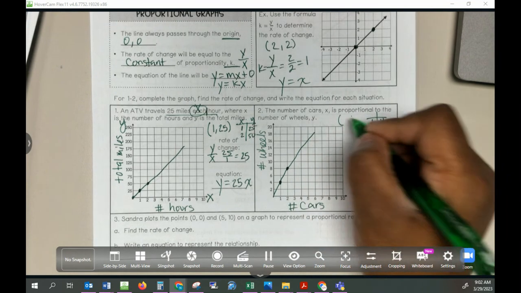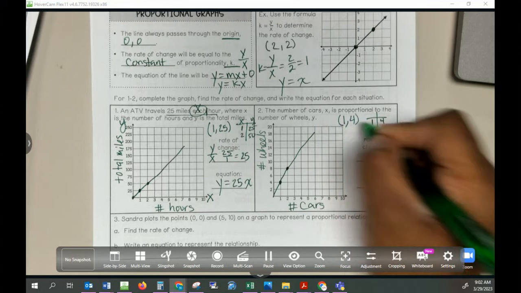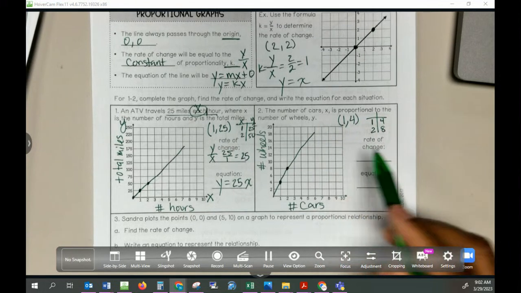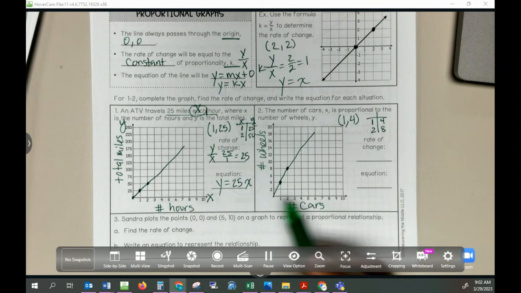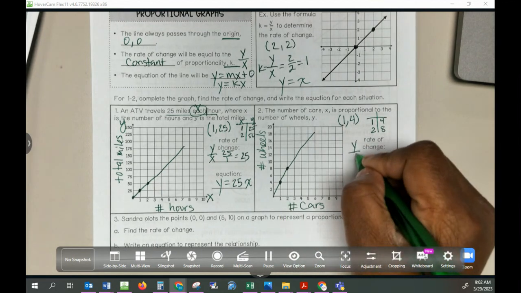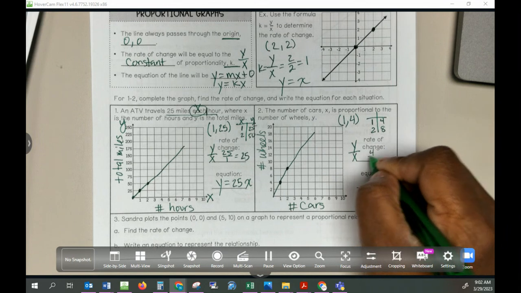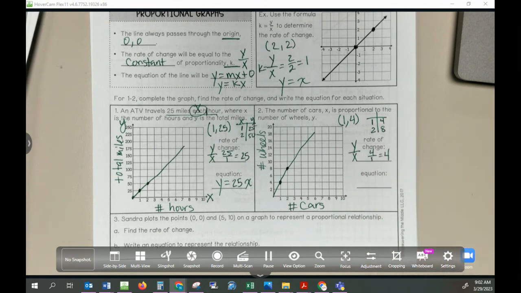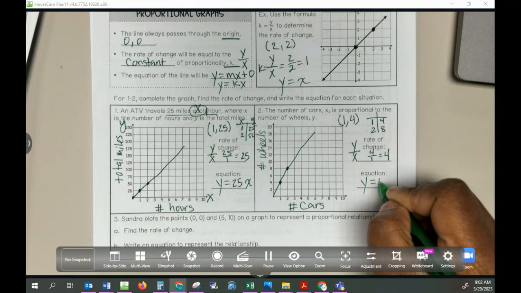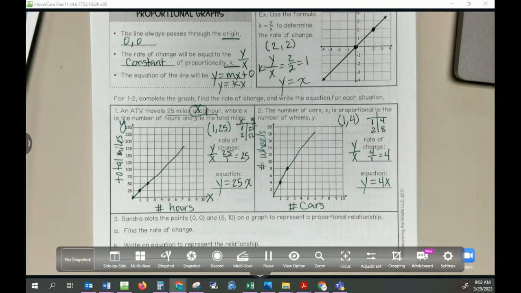So remember, if I know that one car is 4 wheels, I have enough to be able to determine my rate of change because this is proportional. So again, rate of change is y over x. So that's 4 over 1. So it's 4. So my equation is y equals 4x.